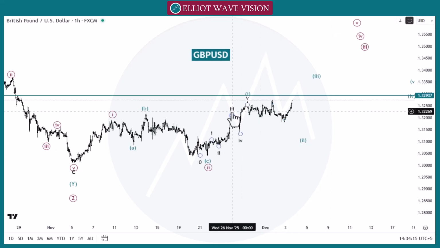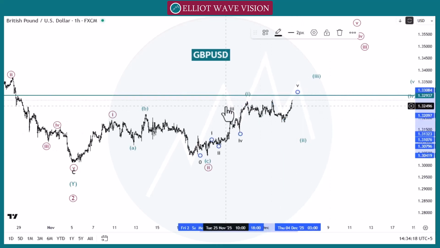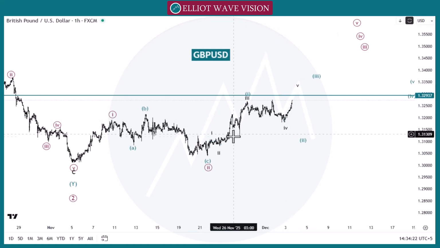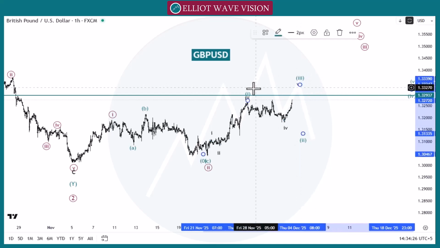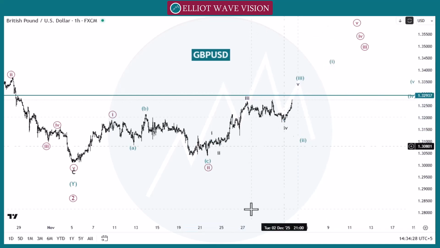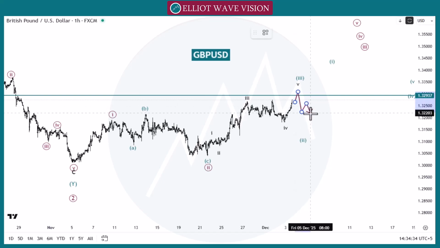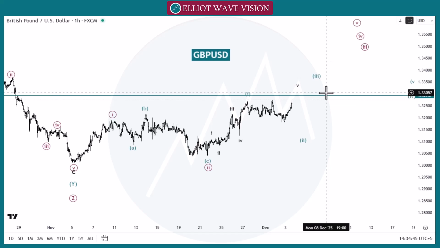We can count this wave 3, wave 4 and now this black wave 5 of this green wave 3 is in play. That's also possible. Then market goes up, gives us the correction as this green wave 4, then market goes towards the bullish side. That's also possible at this point. So let's go back to our original count.